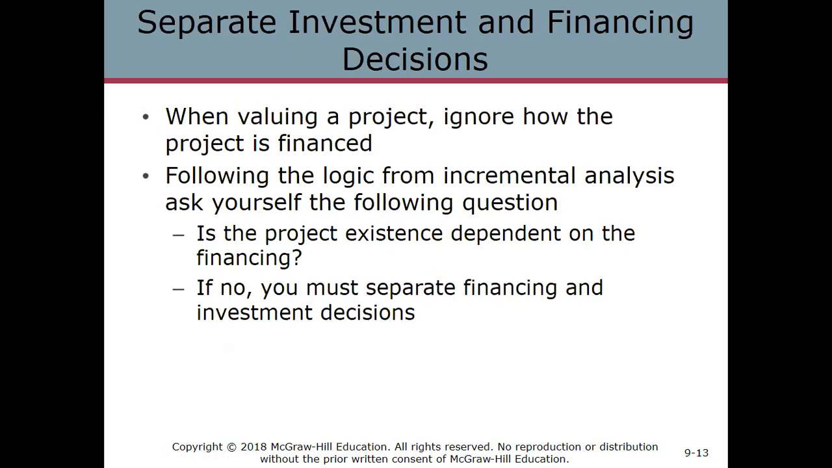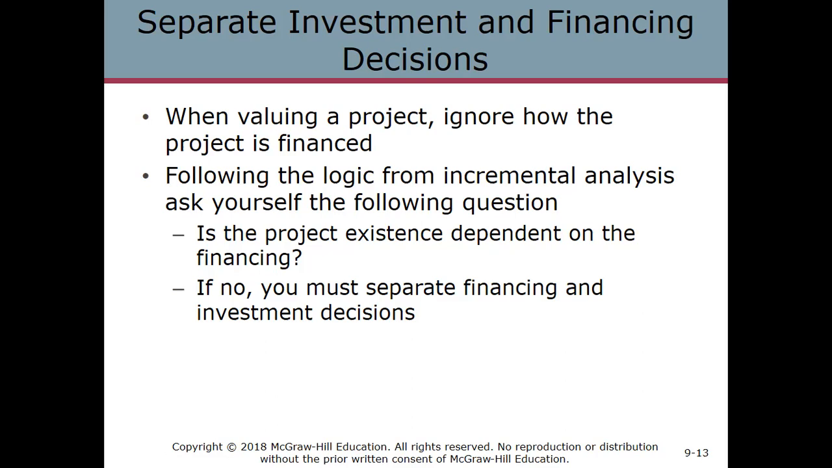Now, for investment and financing decisions, we have to make sure that if they're separate, then we are not going to include such in our analysis for a particular investment. When valuing a project, ignore how the project is financed. So we simply assume that whatever the sources of financing are, those are for the particular project. Whatever the means, what is clear is that we have the respective outflows for the meantime.